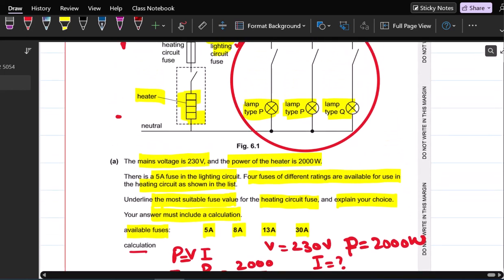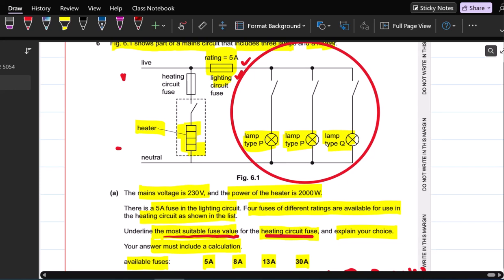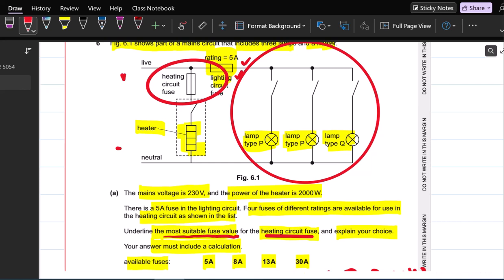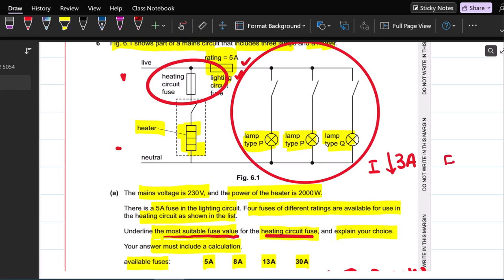So we have to underline the most suitable fuse value for the heating circuit fuse. We have to tell how much the rating of this fuse should be. So remember, whenever there is going to be a current of 3 ampere which is going to flow, the fuse rating should be higher than the flow of current.